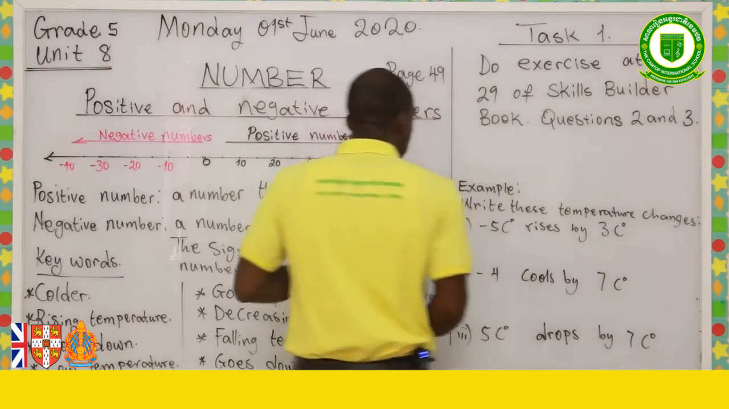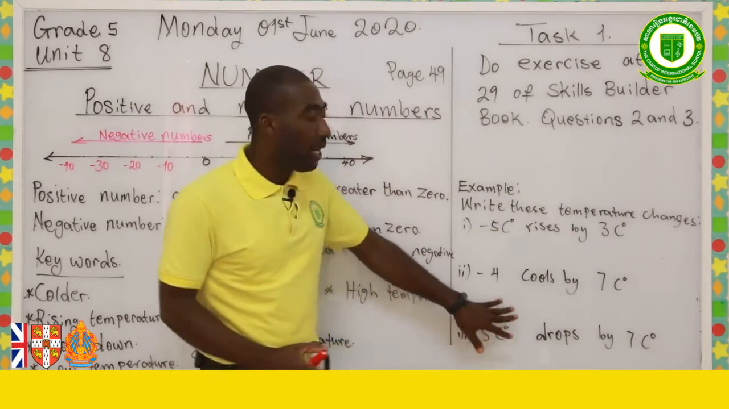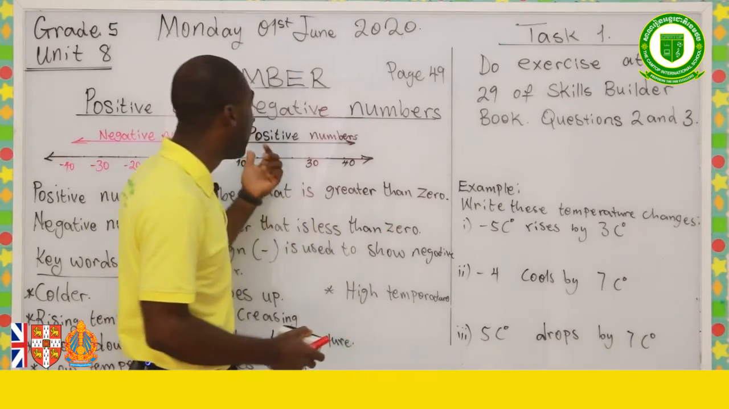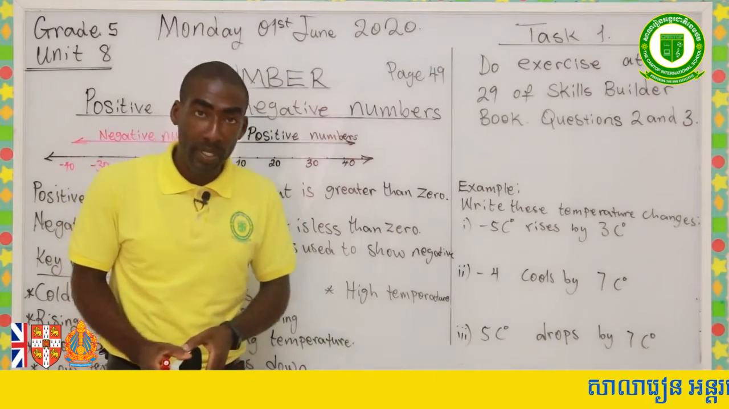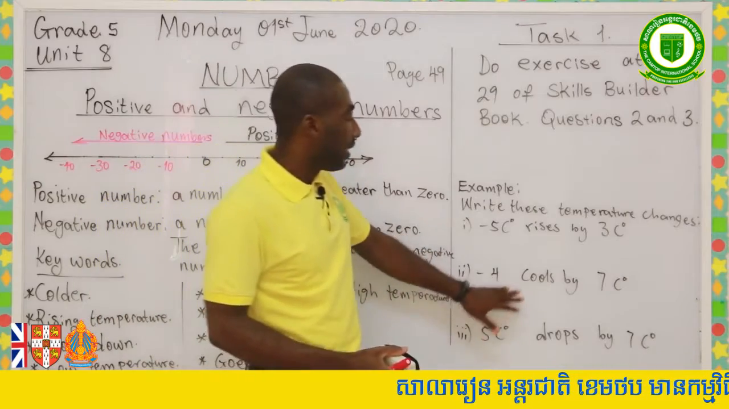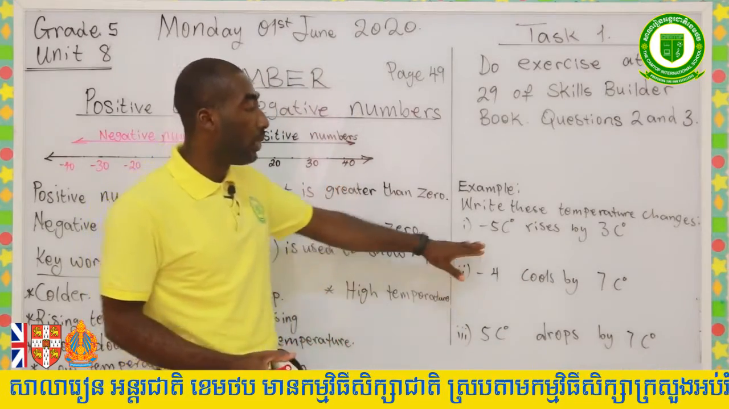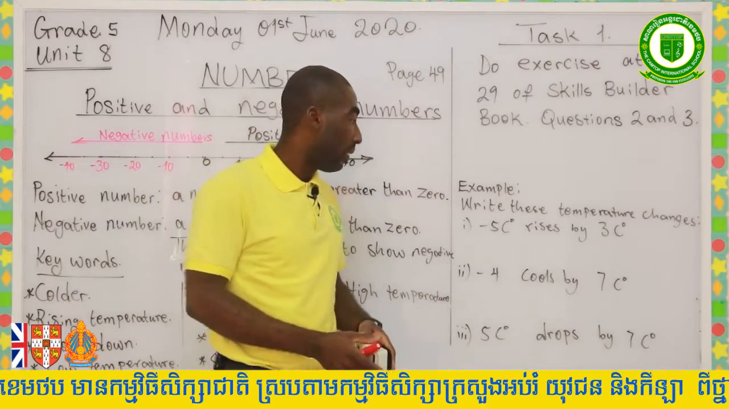So let's see how you can deal with real figures when you are dealing with negative and positive numbers. Now we have 3 examples here that we're going to use to show how we can deal with negative and positive numbers.